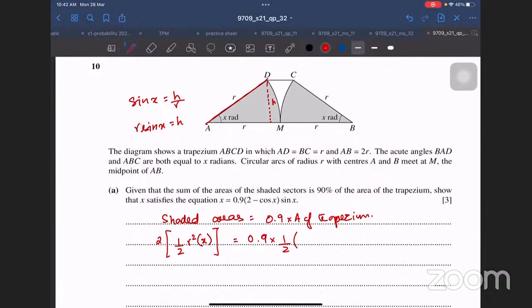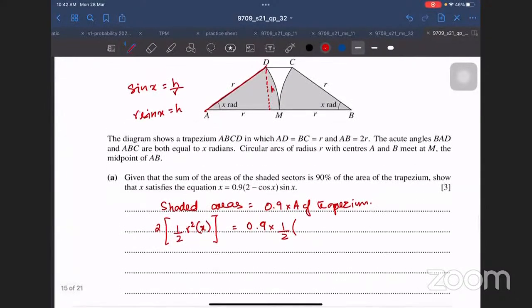Okay, r sine x is the height. Sum of parallel sides. One parallel side is 2r. What about this one? Can I say that this is r cos x? If the height was r sine x, then this must be r cos x. Let's call this point p. So AP is r cos x.